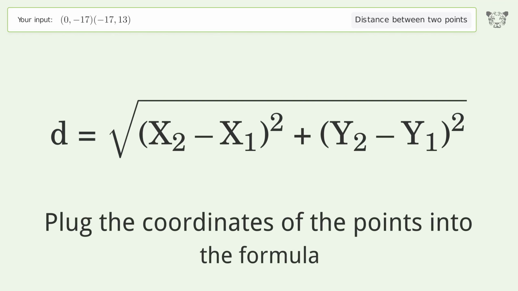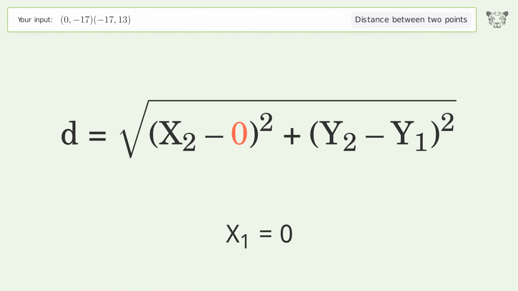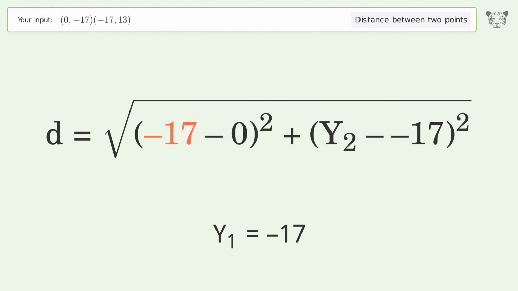Plug the coordinates of the points into the formula. x1 equals 0. x2 equals -17. y1 equals -17. y2 equals 13.